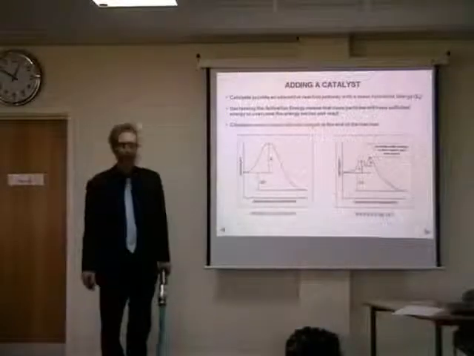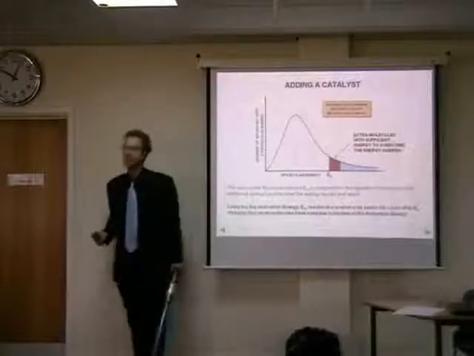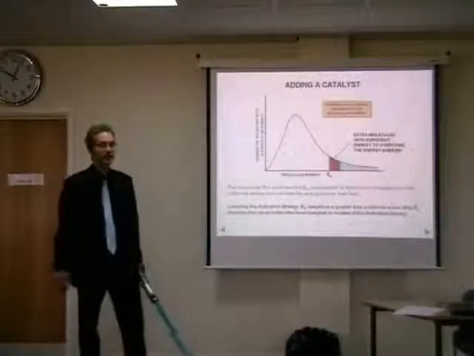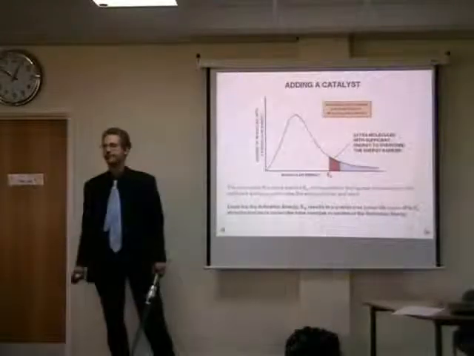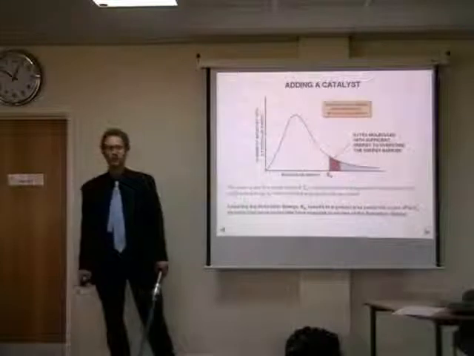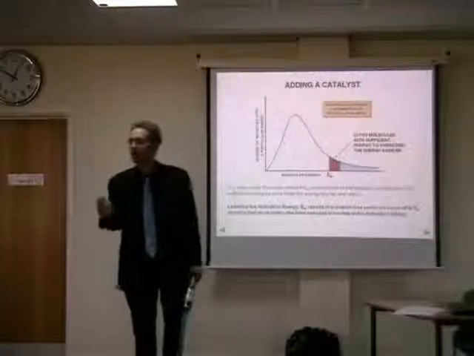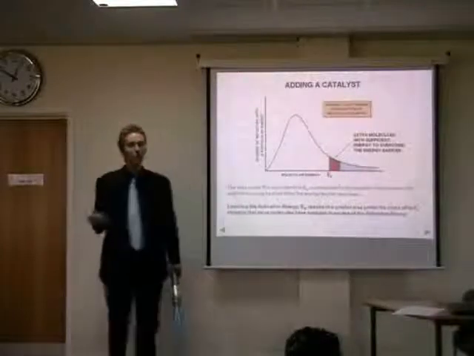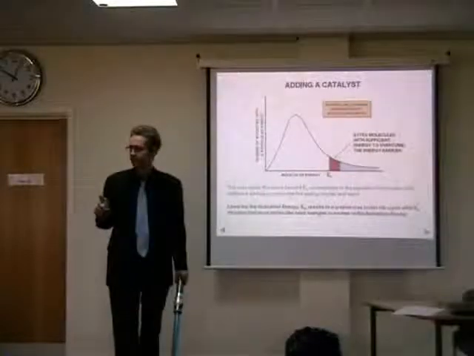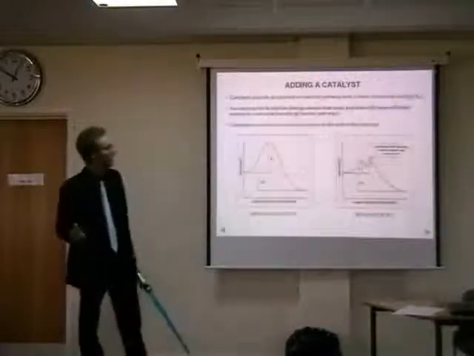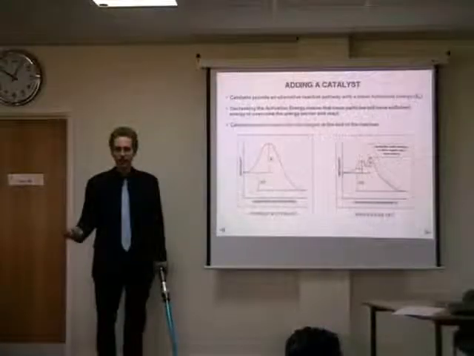So what on earth does a catalyst do? Well, your A-star GCSE answer was a catalyst lowers the activation energy. Yeah? Rubbish! Catalyst does not lower the activation energy. It does not make it easier for two particles to react together. What a catalyst does is it provides an alternate pathway with a lower activation energy.